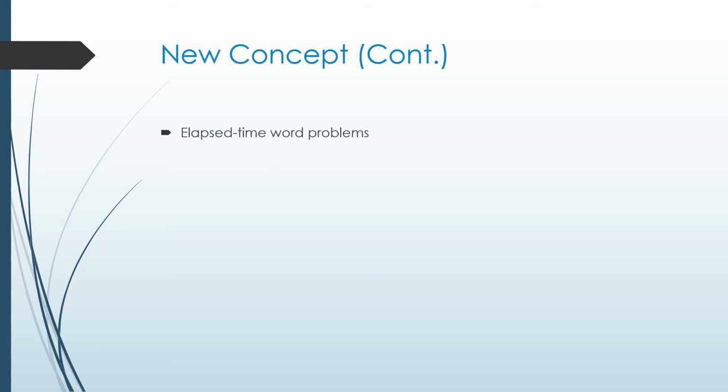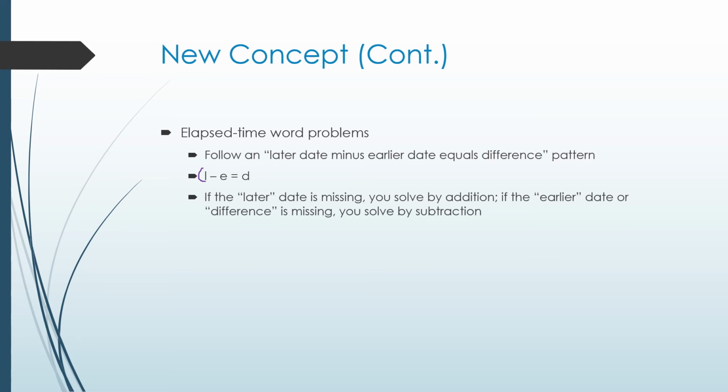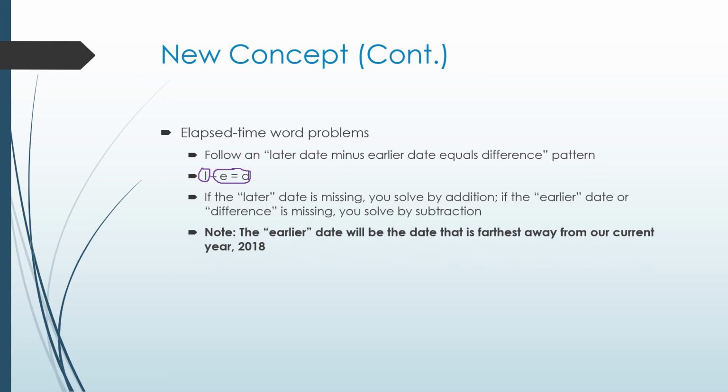Elapsed time word problems follow a later date minus earlier date equals the difference pattern. So here's an example of that with variables L minus E equals D. If the later date, the first number, is missing, you solve by addition. If the second or third, the earlier or difference, is missing, you solve by subtraction. And you have to remember, when we talk about an earlier date, that E will be the date that's farthest away from our current year, 2018.